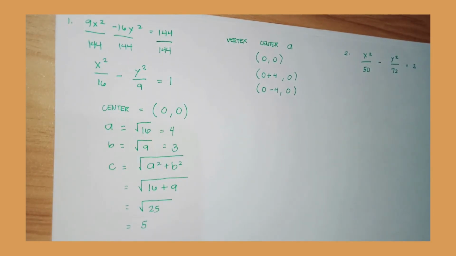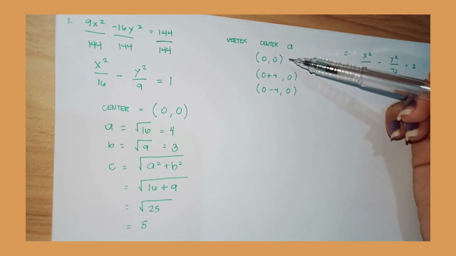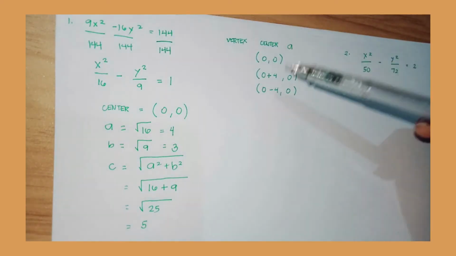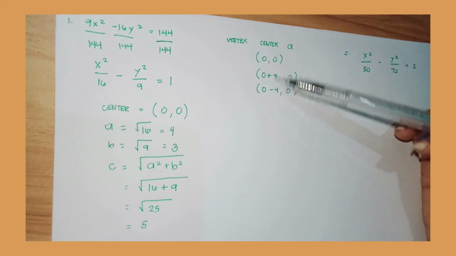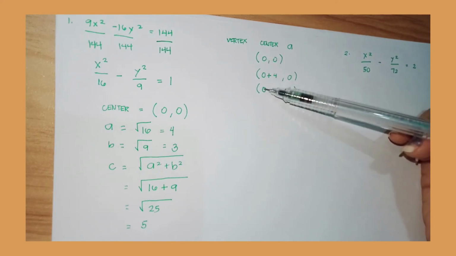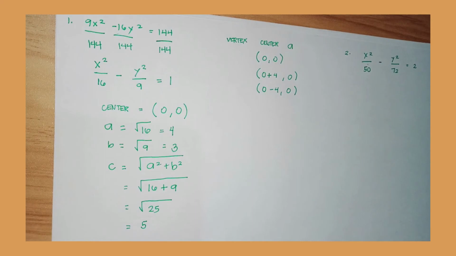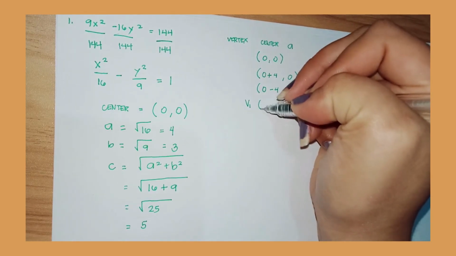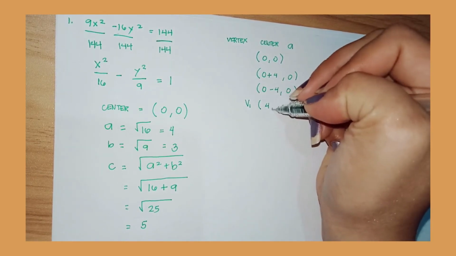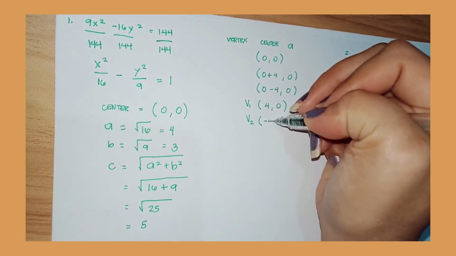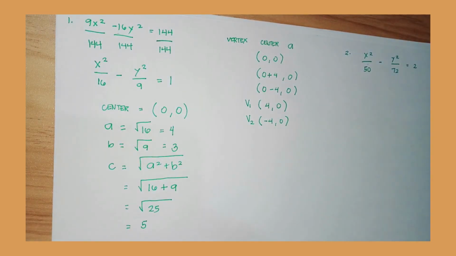Again, what did we do? This is the center, we just copied it. And then we looked at the given. The x squared comes first, so we add and subtract on the first number. To the 0, I added 4. From the 0, I subtracted 4. Because 4 is our a. Let's simplify. So, our vertex 1 is 0 plus 4, that is 4, copy 0. And our second vertex is 0 minus 4, that is negative 4 and 0. Those are our vertices.